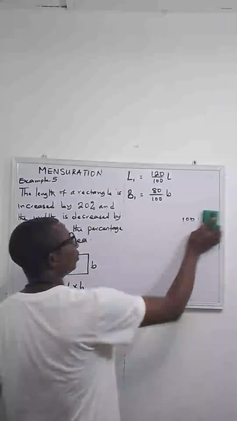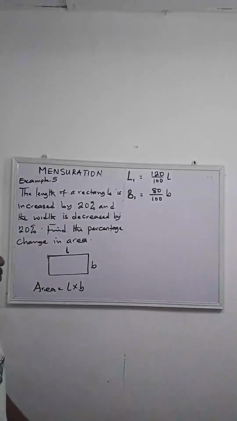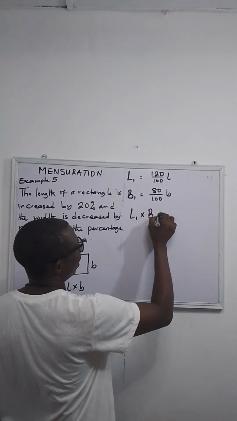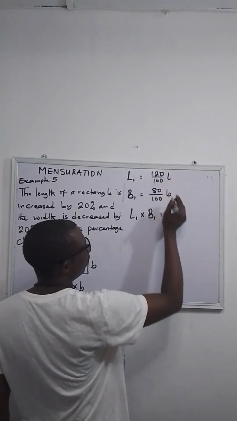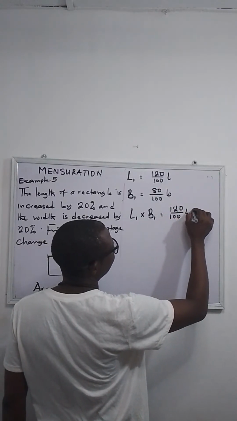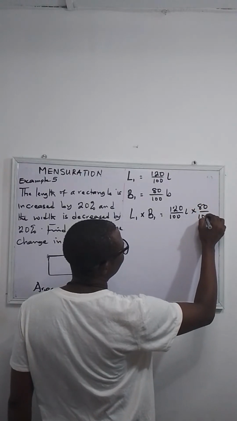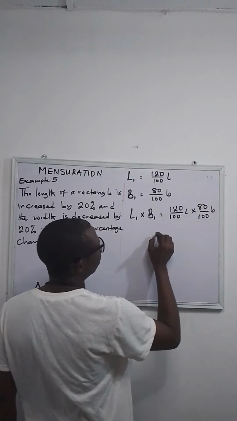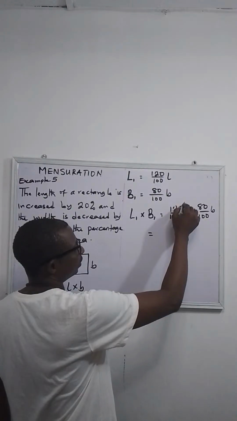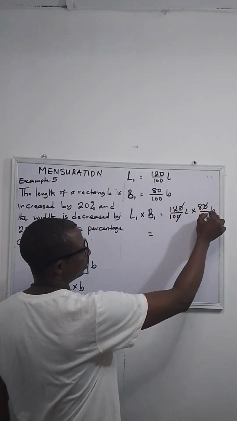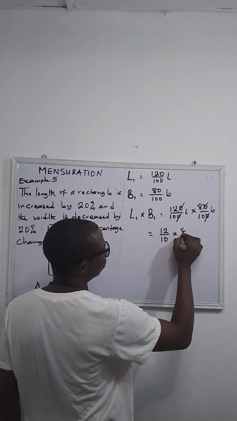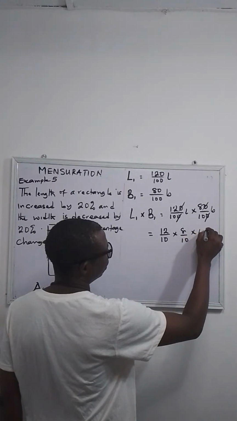So now, what is going to be the new area? The new area is going to be L1 times B1. And of course, now you know L1 is 120 over 100 L times 80 over 100 B. All right, so this can be written in this form. Now let's first break this one down. This cancels this. 0 cancels 0 here. So we have 12 over 10 times 8 over 10 times L times B.